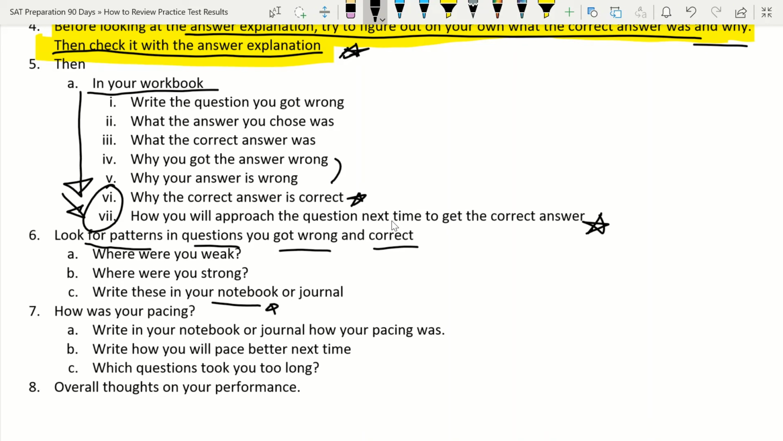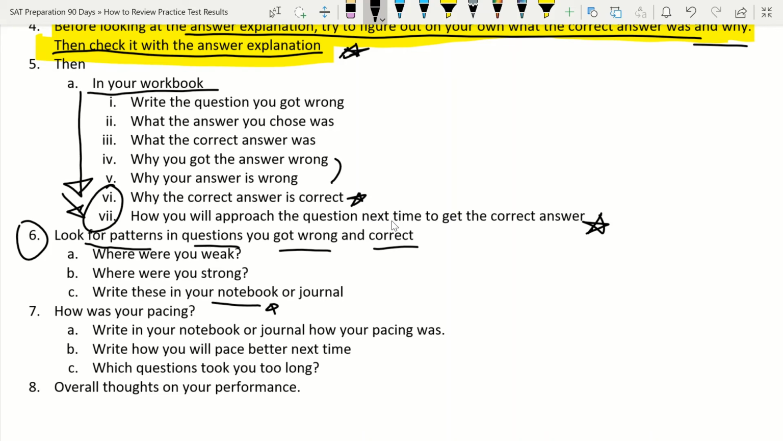Either one's fine. So that's really what you're going to want to do for step 6: just looking for patterns where you're right, where you're wrong, where you're strong, and where you're weak. So after that, you're going to go into how your pacing was. So for each section, once again, writing in your notebook or your journal, just write how your pacing was.